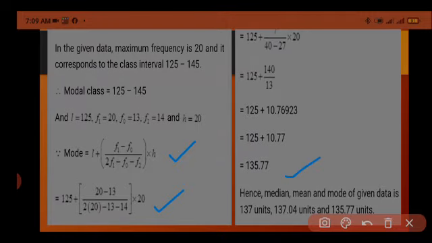And we will get the answer like this. So the median, mean and mode of the data are 137, 137.04 units and 135.77 units. So all these three are around the same, okay.